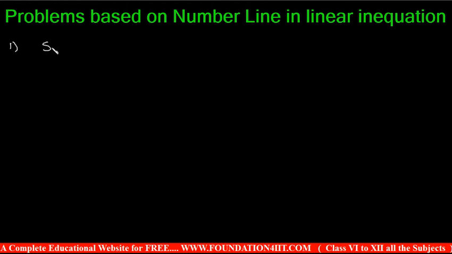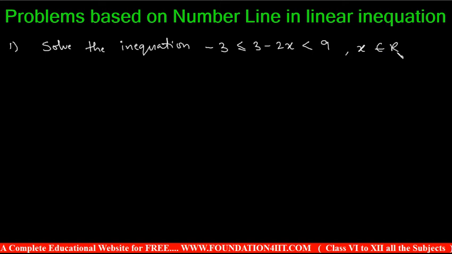So here you can see the problem. It's different. Solve the inequation: minus 3 is less than or equal to 3 minus 2x, which is less than 9. So here is minus 3 less than or equal to 3 minus 2x and less than 9. Three statements here, so these are 1, 2, 3. So three expressions, and x belongs to the real numbers.